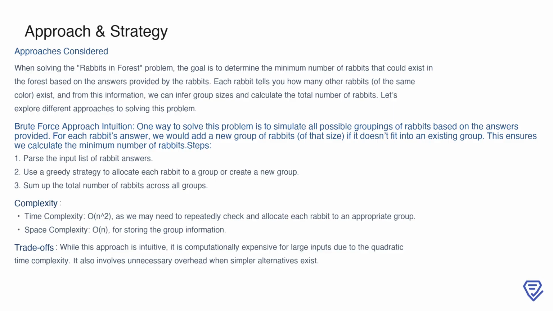However, while this method is straightforward, it comes with significant trade-offs. The time complexity is O(n squared), as each rabbit might require multiple checks to determine its group allocation, and the space complexity is O(n) for storing group information. This approach, while intuitive, is computationally expensive and unsuitable for larger inputs due to its inefficiency.